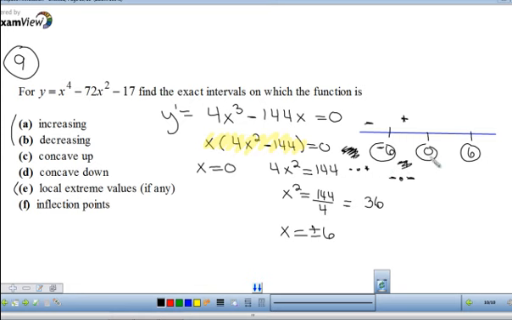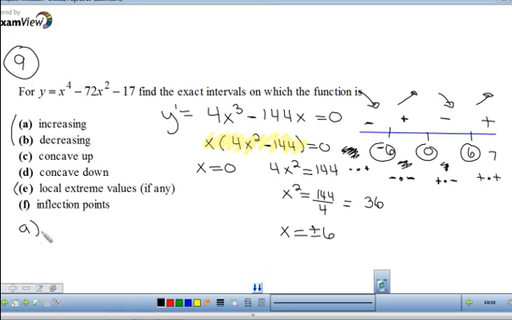A number between 0 and 6 is 1. Okay, so I'm going to have a positive times a negative. That's going to give me a negative number. So again, I'm going to check 7. It's going to give me a positive times a positive. Okay, so I'm decreasing, increasing, decreasing, and increasing.